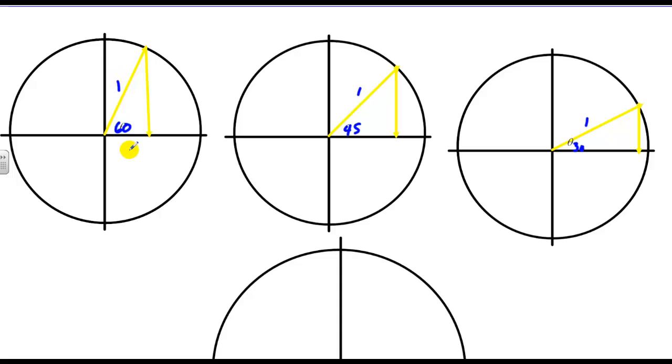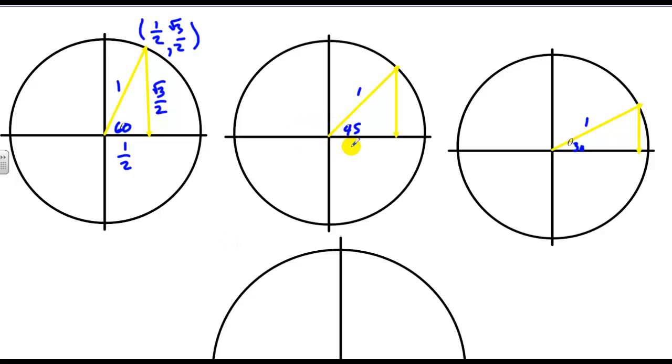Now, I know this is a 30, 60, 90. My short side is half the hypotenuse. So my short side, in this case, is opposite the 30-degree angle. So this horizontal distance is a half. Long side equals the short side root 3, so this vertical distance is root 3 over 2. Therefore, I know x and y coordinates are a half and root 3 over 2 for a 60-degree angle.